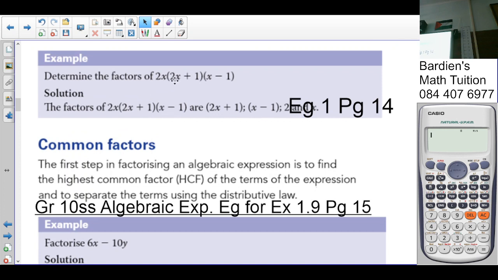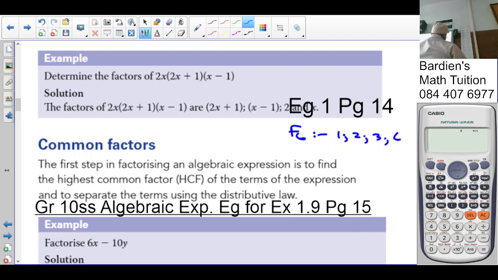Alright, so if you're looking at 2x into 2x plus 1 and x minus 1, what are the factors here? Firstly, if you're looking at the factors of 6, it is going to be 1, 2, 3 and 6. Not so. All of those are factors, or numbers that are divisible into 6. Not so. So if we look at 2x into 2x plus 1 times x minus 1, then the factors of this would simply be 2x, 2x plus 1, x minus 1.